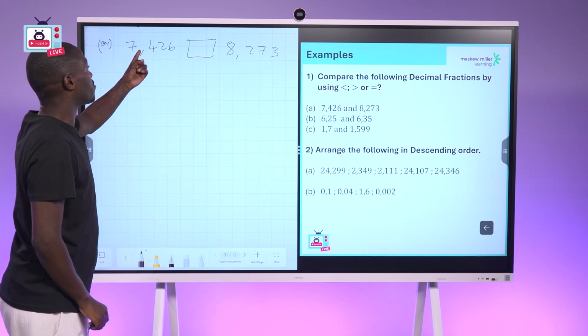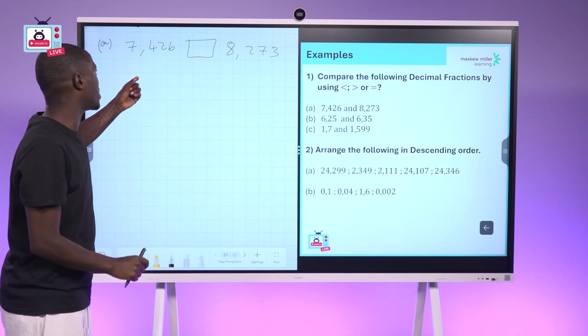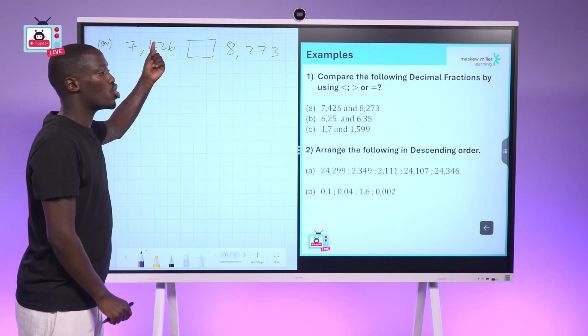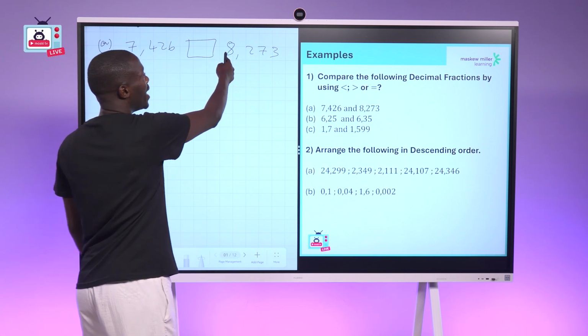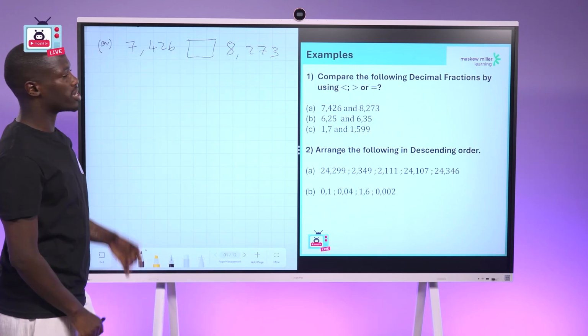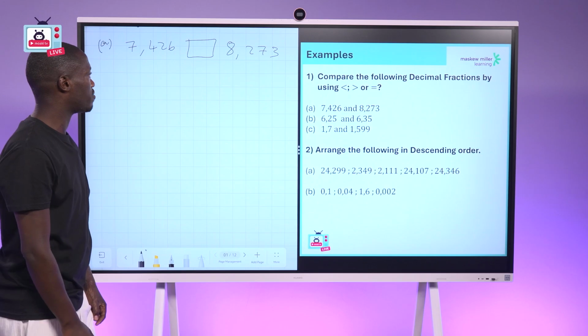You read it as 7, comma. You don't read it as just 7 point. It's 7,426. And this is 8,273. Now, we need to compare these 2 decimal fractions.